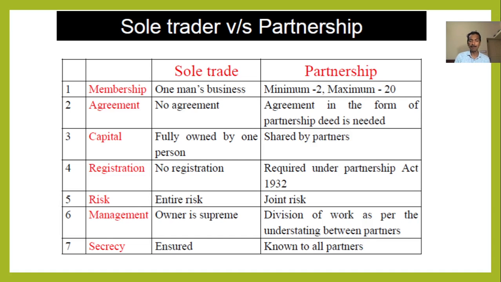Then, comparison between the sole trader and partnership. First one is membership. The membership is limited to one in case of a sole trader. The name itself indicates sole trade business. But in case of partnership, the minimum is two and the maximum is 20 members. Next, an agreement between members. For the sole trader, a single person, there is no agreement. But in case of partnership, an agreement in the form of a partnership deed is needed.